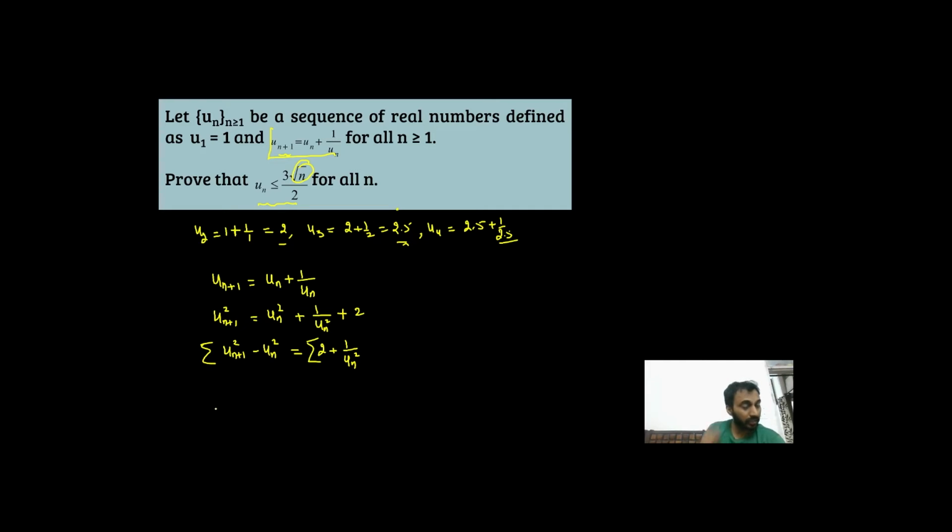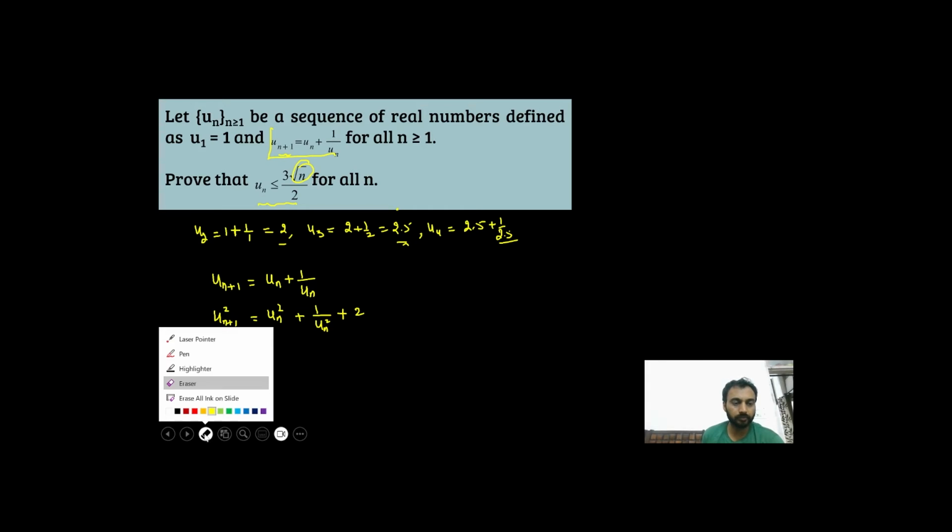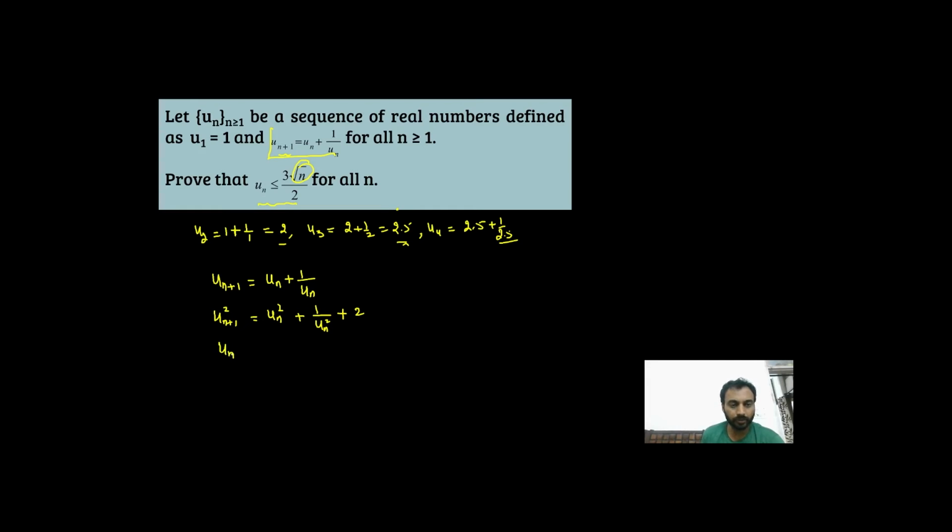then what we get, as we need u_n, so we can add one more step here, that is at the place of u_{n+1} we can use u_n. So we have u_n^2 = u_{n-1}^2 + 1/u_{n-1}^2 + 2, right? So ultimately we have u_n^2 - u_{n-1}^2 = 1/u_{n-1}^2 + 2.